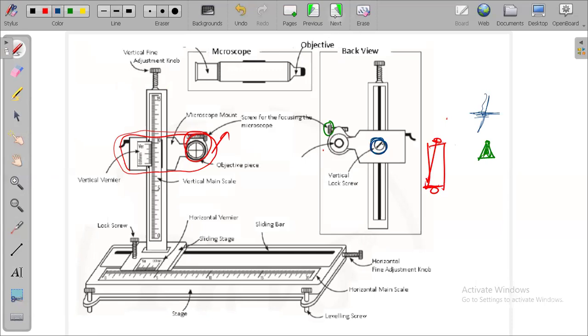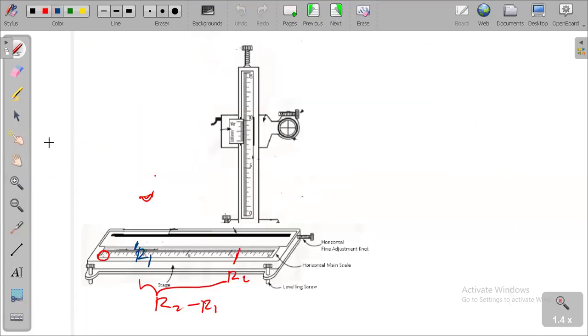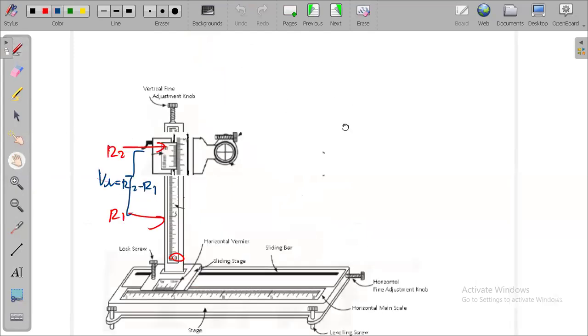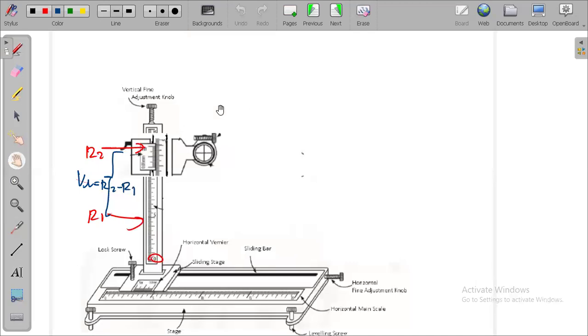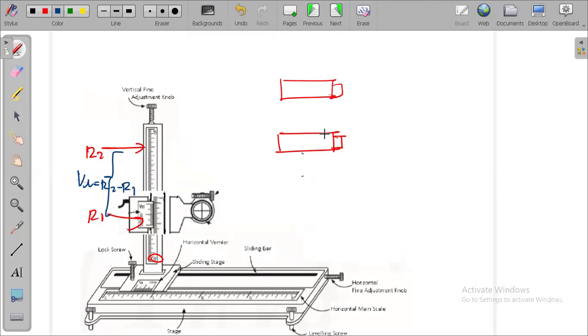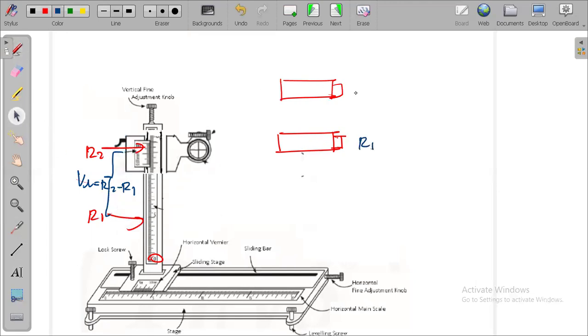Then the microscope. Have a good look at this microscope. You can slide it. When the microscope is placed, I will show you, you can just slide upward and downward. A good example is here. See, R1 position. That is the R1 position. When you move it up, it will rise to the R2 position. In this way, you can move it up and down.